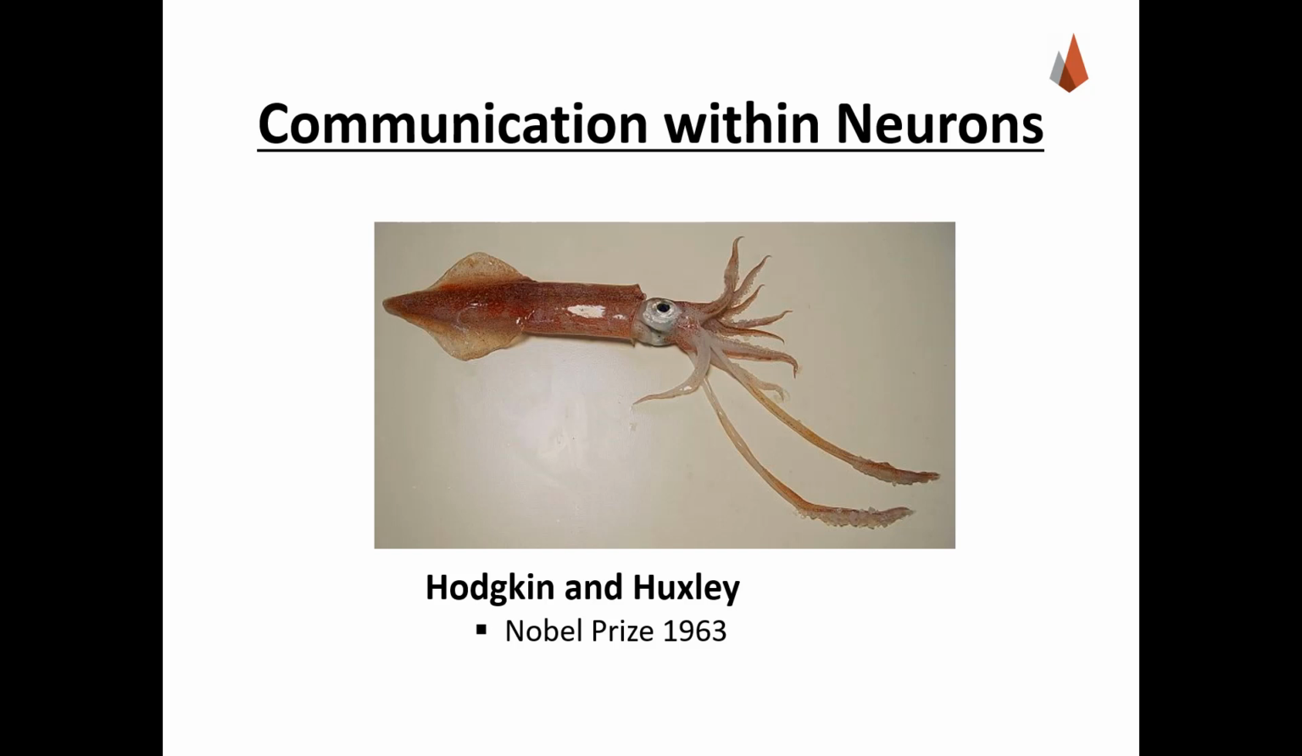And what they were doing was they were working with giant squids. The reason for that is because giant squids have very large axons, or large neurons altogether, right? So they did experiments. They wanted to see a flow of electrical current through the axon membrane.